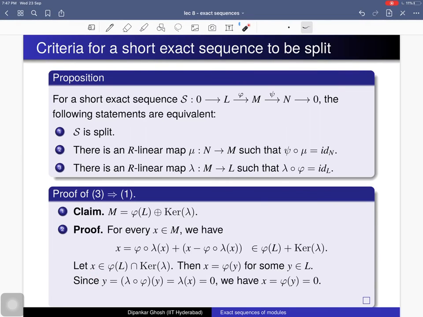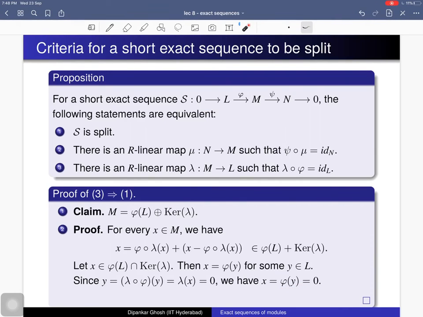Okay. So, since x is in phi of L, x you can write as phi of y for some y belonging to L. Since this composition is the identity, y you can write in this manner, lambda compose phi of y. So, this is just lambda of x, because phi of y is the same as x, and since x is in the kernel of lambda, this lambda of x should be 0. So, it proves that y is 0, and hence x, that is the same as phi of y, should be 0.